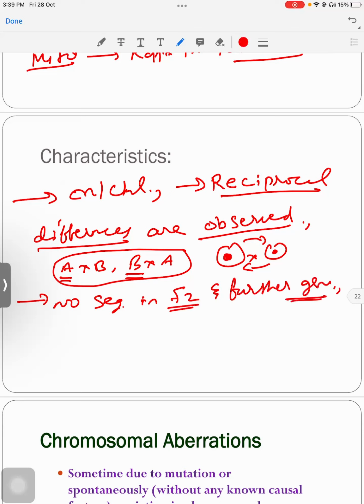This is also very important to see. And also we find somatic segregation. These plasma genes show somatic segregation during mitosis.